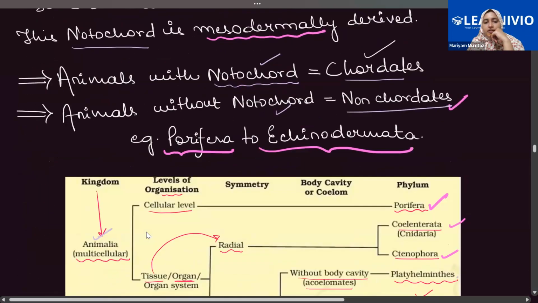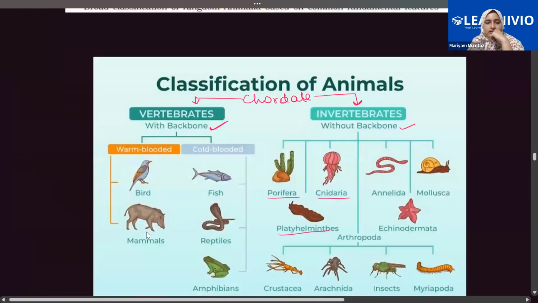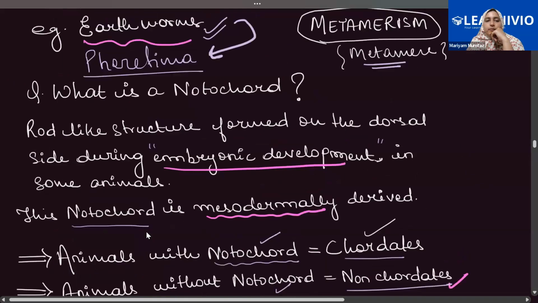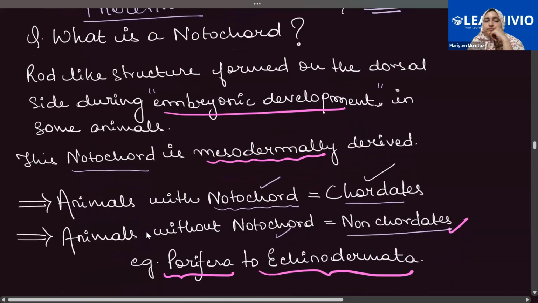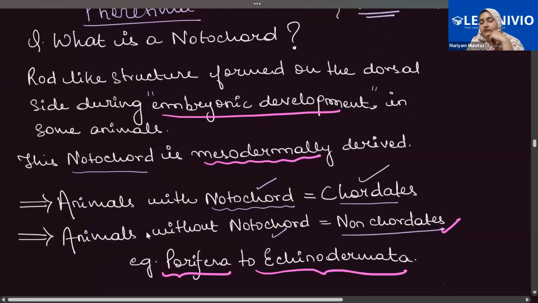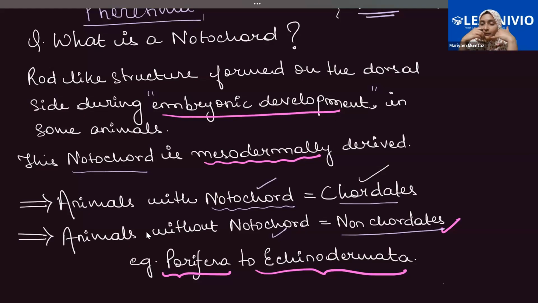Now, talking about the notochord. See, in the embryonic development of animals, they go through several stages in life. While the embryonic development has been going on, they go through several stages, and during that stage, there is a particular rod-like structure that is present on the dorsal side.